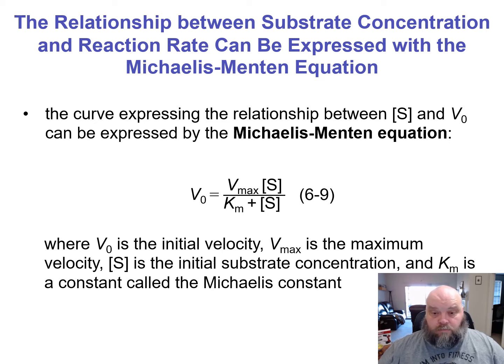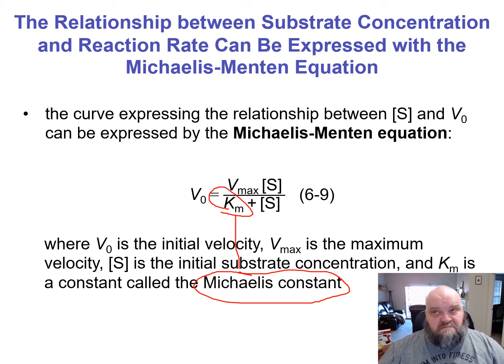V naught, our initial velocity, equals Vmax, our theoretical maximum, times the substrate, divided by Km. Remember, that's the substrate concentration at half the Vmax, plus whatever substrate was there. The Km can also be referred to as the Michaelis constant. Okay. V naught equals Vmax times the concentration of S divided by Km plus S.